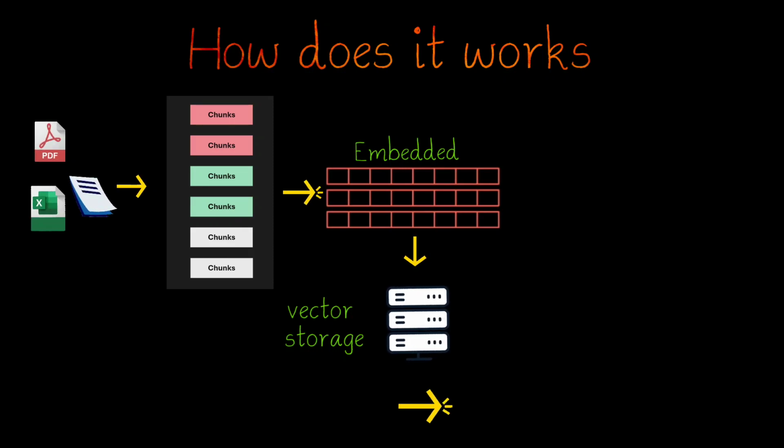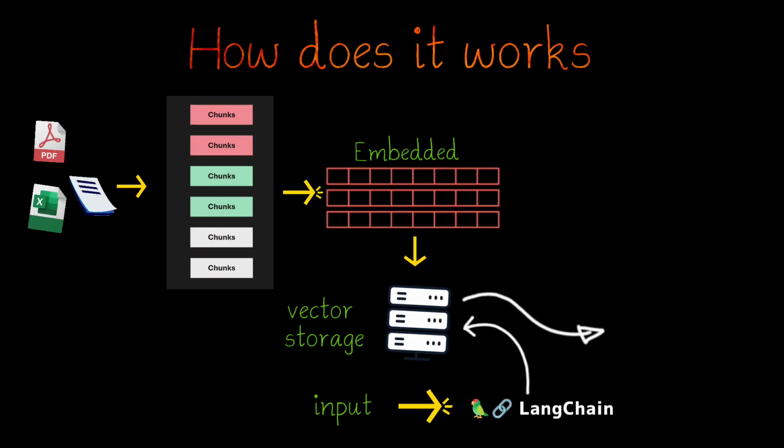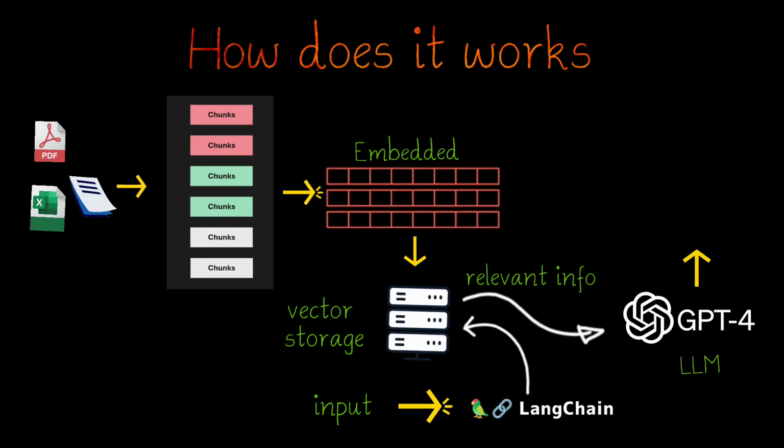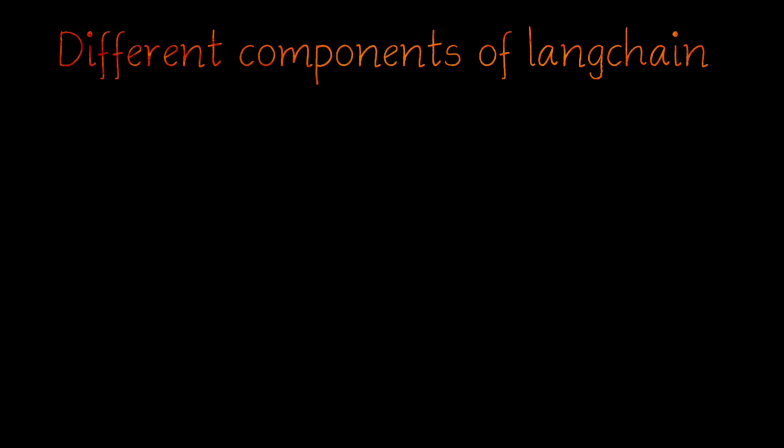After this, when a query input is inserted, then with the help of Langchain, we will query the vector storage from where the relevant information is retrieved, then fed to the LLM to generate the final answer. In this way, Langchain works. Next, let's dive into the different components of Langchain.